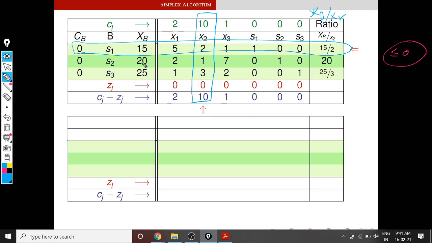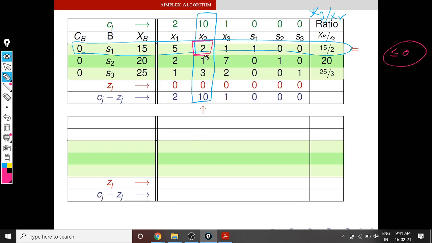So it is clear which is the pivot element. What is the pivot element? The pivot element is the intersection of the key column and the key row. So here 2 is the pivot element.